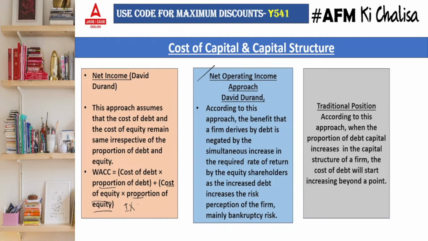The traditional approach says when the proportion of debt increases, obviously the risk to the capital will also increase. Overall, the debt otherwise will have a stronger point. We don't want the debt to be way too much. According to this approach, when the portion of debt capital increases in the capital structure of a firm, the cost of debt will start increasing beyond a certain point.